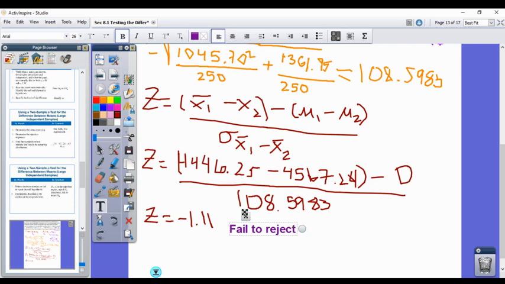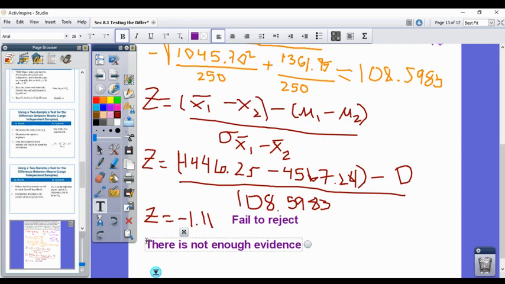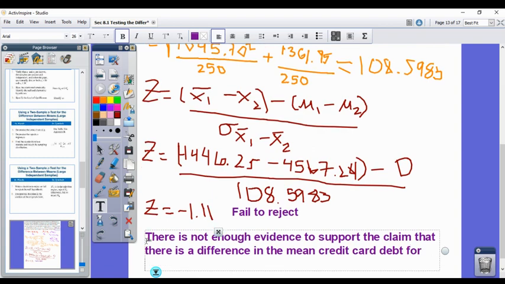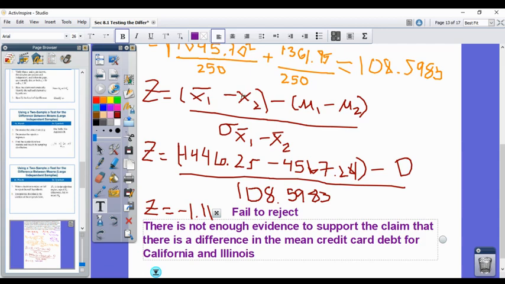Okay, so let's write our summarizing sentence. There is not enough evidence to support the claim that there is a difference in the mean credit card debt for California and Illinois. Okay, let's do another example.